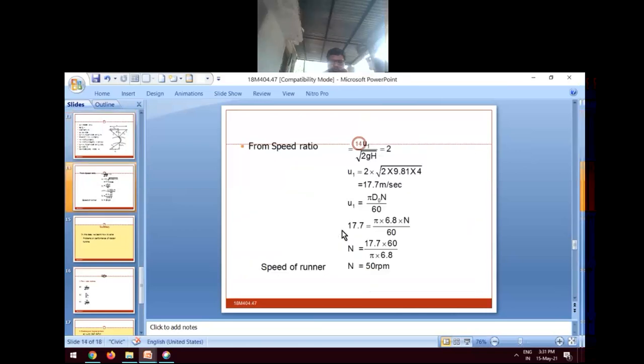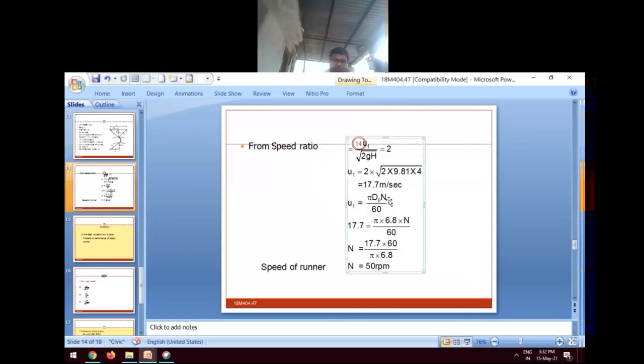Okay, from the speed ratio you can calculate the velocity u of the curved vane, that is speed ratio equal to u1 by root 2gH, and the speed ratio is given as 2 in the problem. So you have to calculate u1, so you have to separate u1 from this equation. u1 equals 2 into root 2gH, so 2 into root of 2 into 9.81 into 8, where the head is given as 8. From multiplying those values you will get the curved blade velocity u1 equal to 17.7 meters per second.